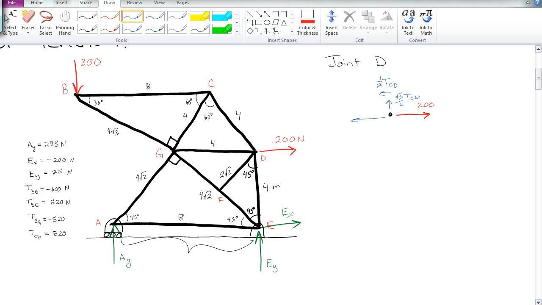So this way is the force from D to F, D to G, and then this one is a force down from D to E.